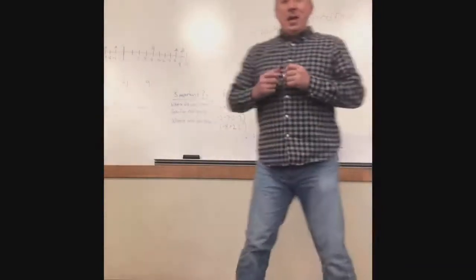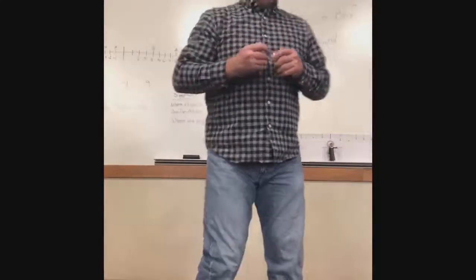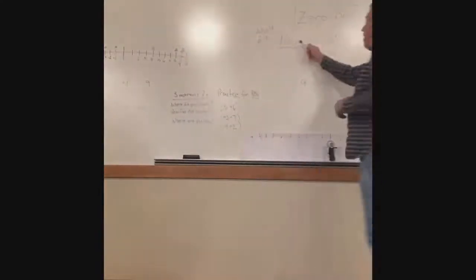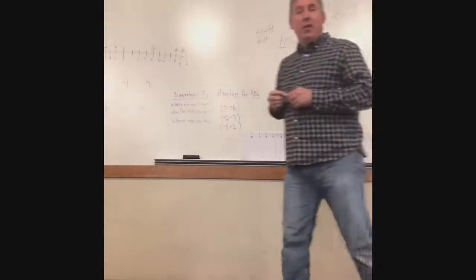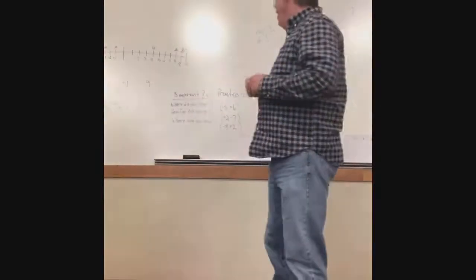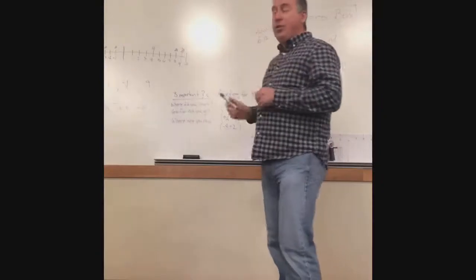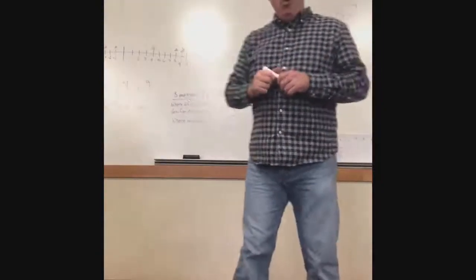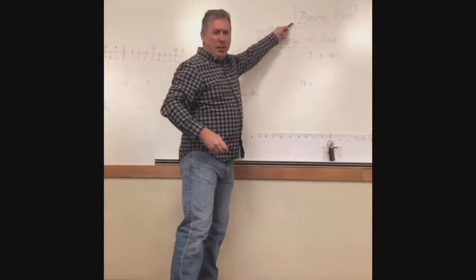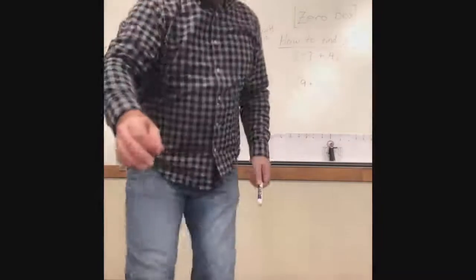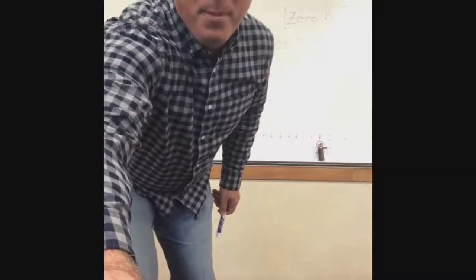Okay, welcome to the main part of the lesson. This lesson is called How to Find a Zero. It's on page 212 of our textbook, and it's activity 10.12. Another name for it could be the zero box. I don't know if you can see that. I'm going to turn my camera a little bit.